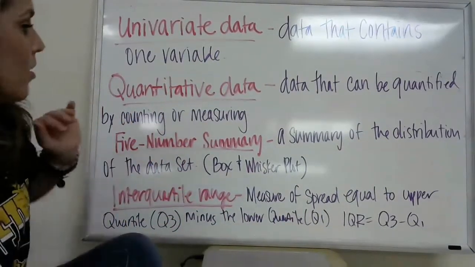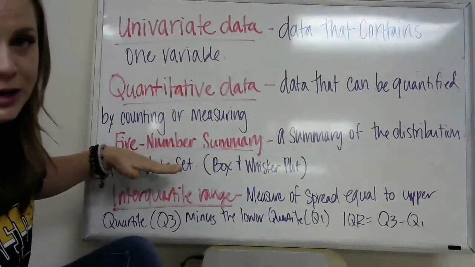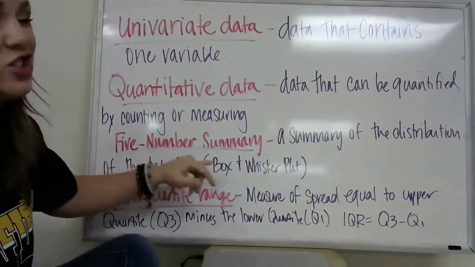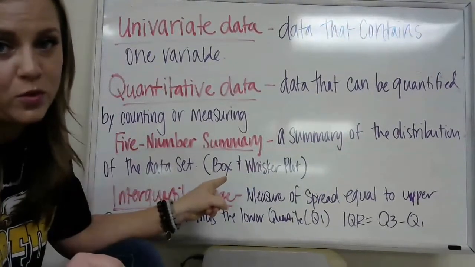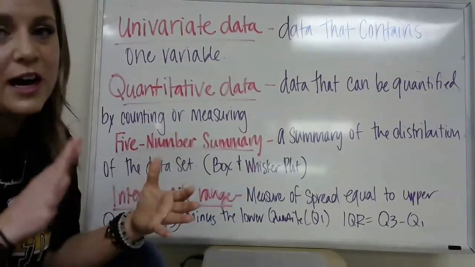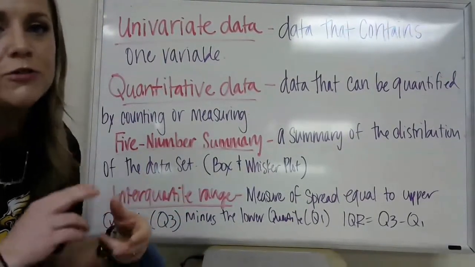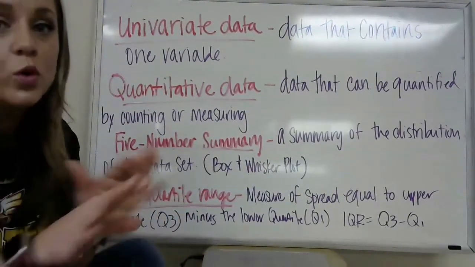All right, and then we have the 5-number summary. It's a summary of the distribution of the data set. It's usually used on a box and whisker plot. And it's basically 5 different numbers that summarize the data, like the minimum value, the upper quartile, the lower quartile. We'll get into all of that.